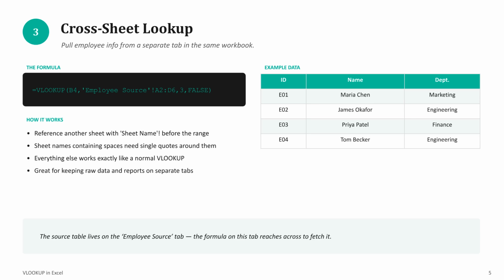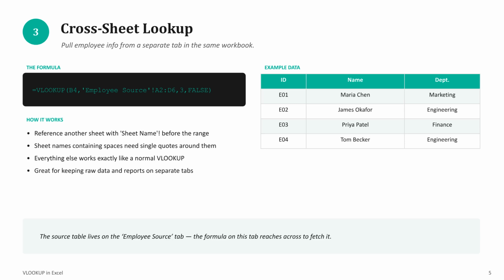This is incredibly common. You might have a raw data tab and a separate summary or report tab. Here, our formula is VLOOKUP of B4, then 'Employee Source', in quotes with an exclamation mark, followed by the range A2 to D6, returning column 3, with false for exact match. The only new piece here is that sheet reference, Employee Source. Notice it's wrapped in single quotes. That's required whenever a sheet name contains a space.